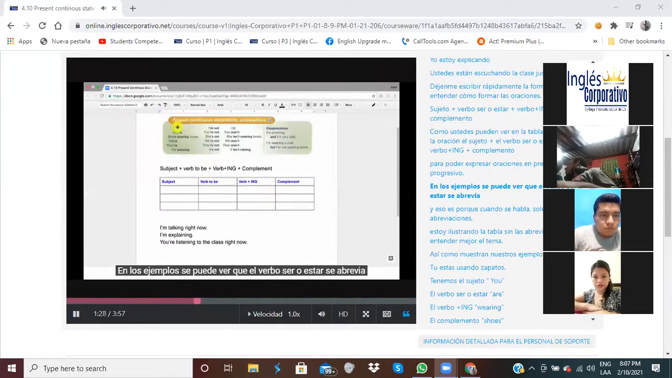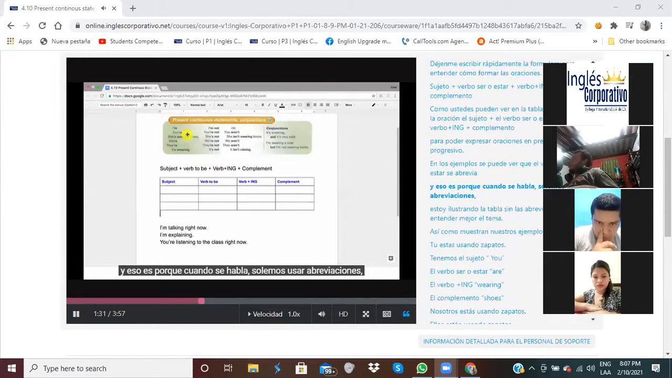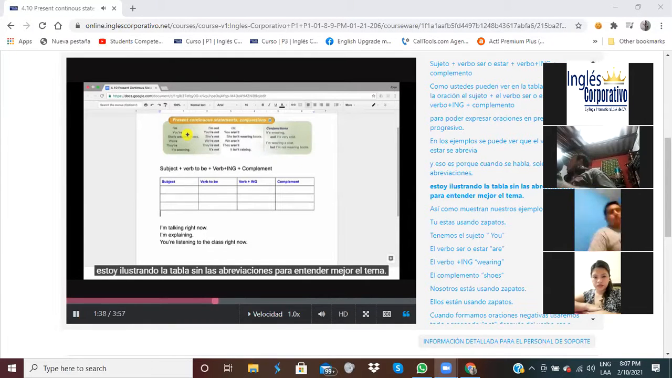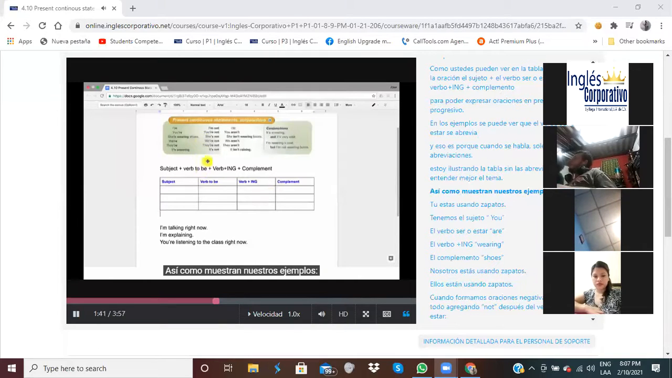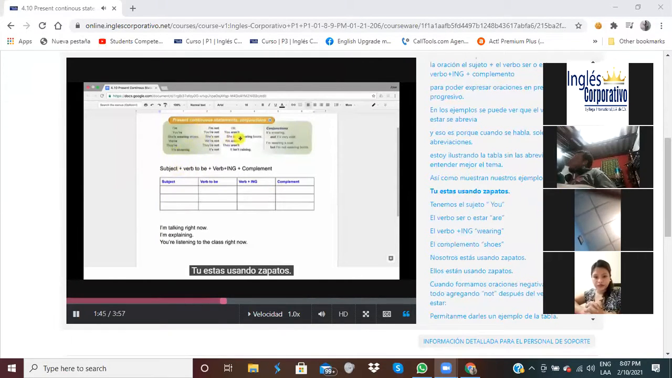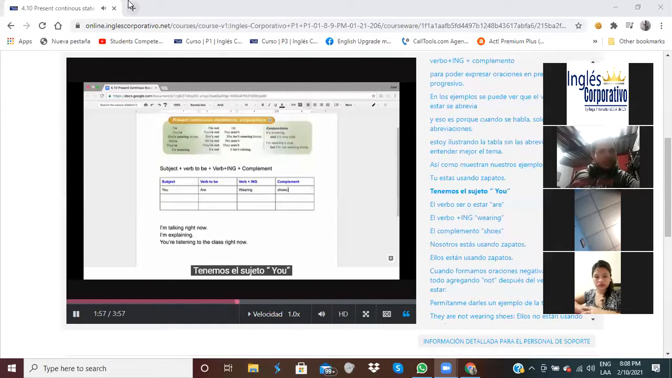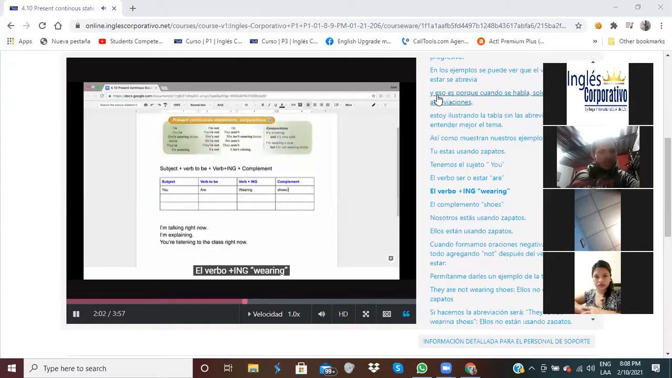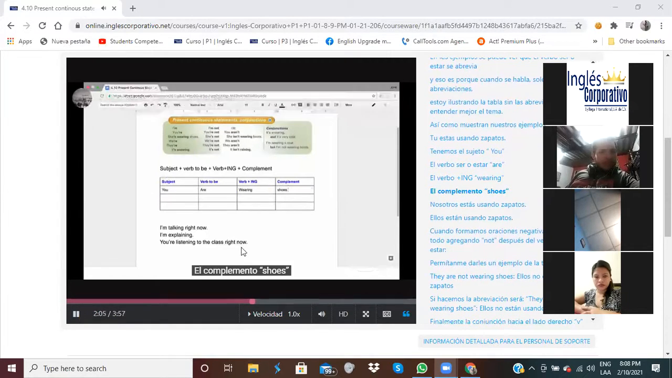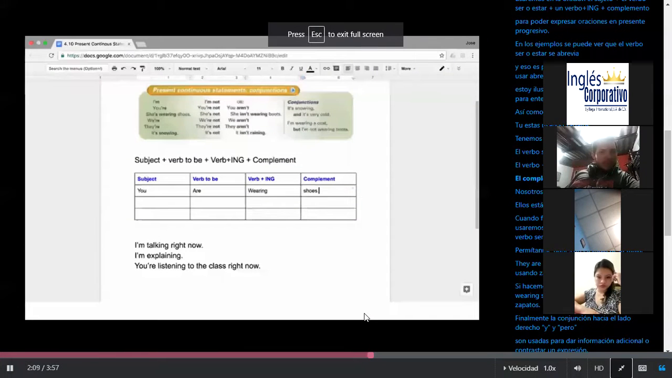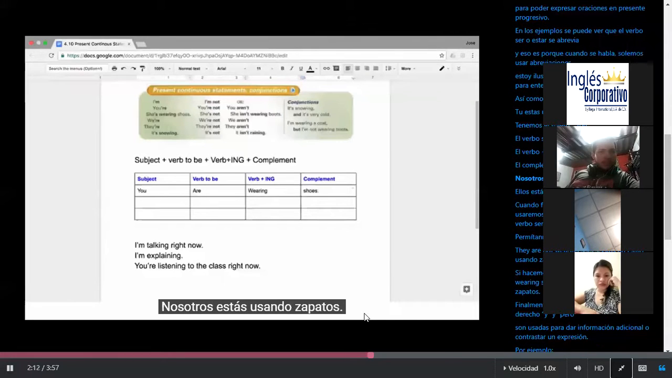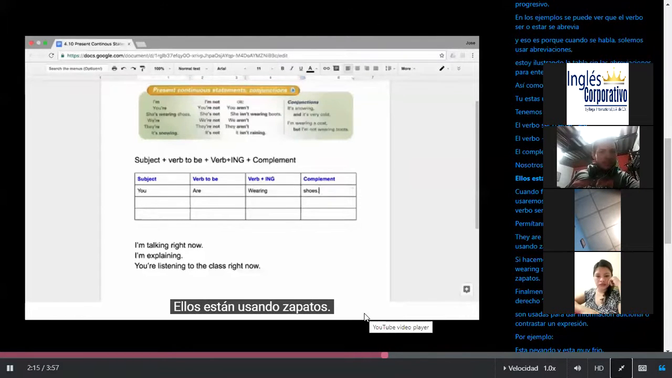On the examples, you can see the verb to be is contracted, and that's because when spoken, we typically use contractions. I'm illustrating the chart without the contractions to better understand the topic. So, as our examples show, you're wearing shoes. I'm going to go ahead and write that here. We have the subject, you, the verb to be, are, the verb plus ing, wearing, plus the complement, in this case shoes. We're wearing shoes. They're wearing shoes.